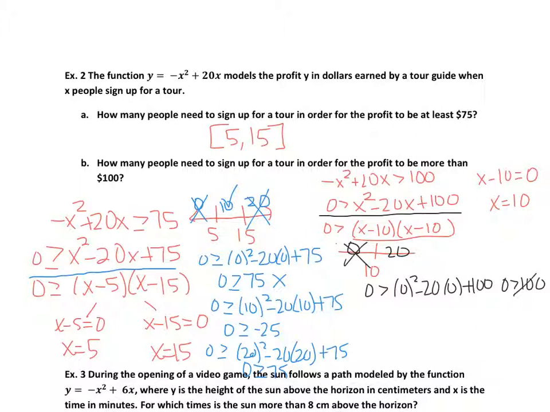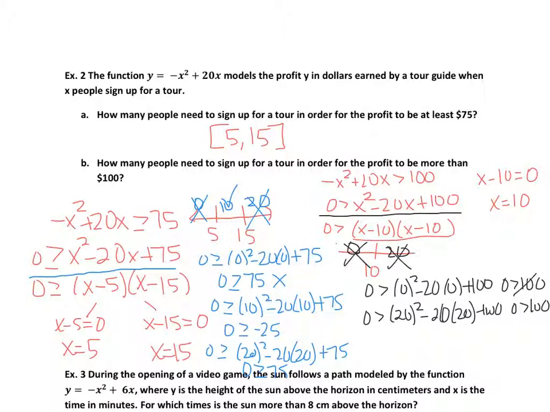I'm going to plug in 20 now. 0 is greater than 20 squared minus 20 times 20 plus 100. Is that a true or a false statement? That's going to give me 0 is greater than 100 again. So we've got another false statement.